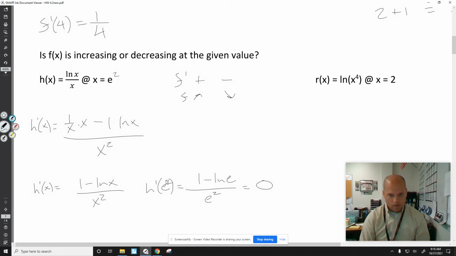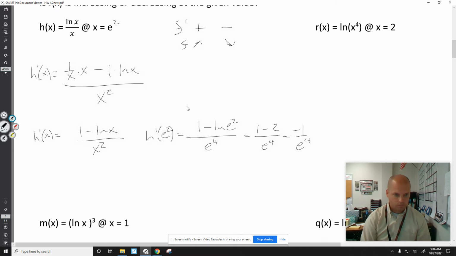If I plug in e squared, this is e squared squared, which would be e to the fourth. This is kind of more like what I wanted you to get, which is 1 minus 2 over e to the fourth, which is negative 1 over e to the fourth. That's a negative. So at x equals e, h is constant. At x equals e squared, h is decreasing. It's decreasing because the slope of its tangent is negative.